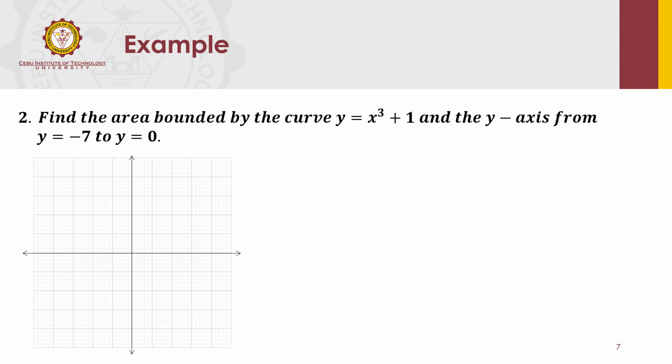Find the area bounded by the curve y equals x cubed plus 1 and the y-axis from y equals -7 to y equals 0. So we have here a cubic equation. So we're going to find the critical values first and see if there's a maximum or a minimum point or an inflection point. So by differentiating with respect to x to get the critical values, we have 3x squared.